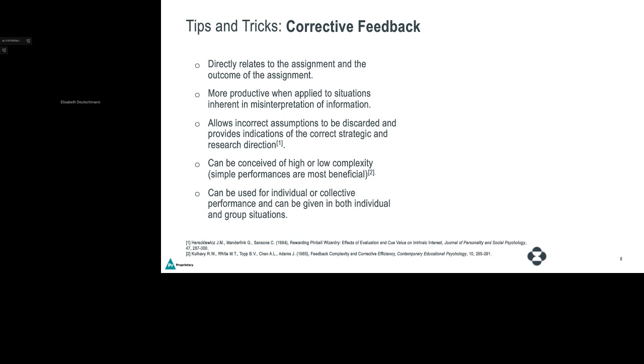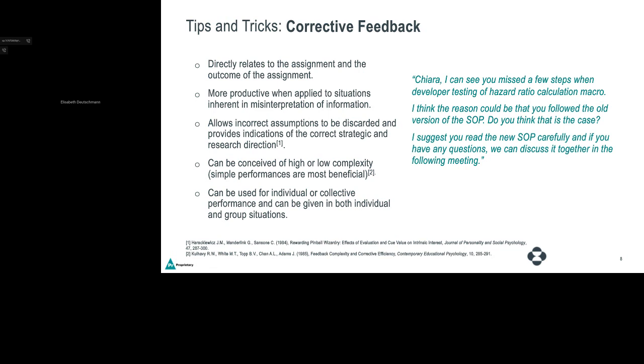So let's have a look at an example in a statistical programming setting. Chiara, I can see you missed a few steps when developer testing the hazard ratio calculation macro. I think the reason could be that you followed the old version of an SOP. Do you think this is the case? I suggest you read the new SOP carefully, and if you have any questions, we can discuss it together in the following meeting. So in here, you can have a look at the tone and the words the line manager used for Chiara in order to correct her actions.